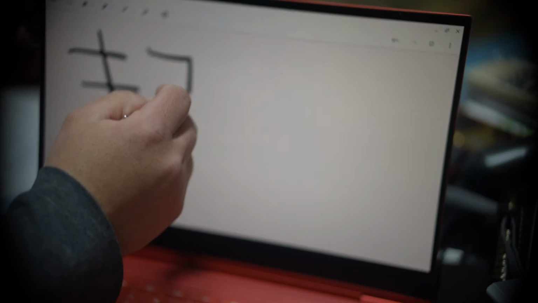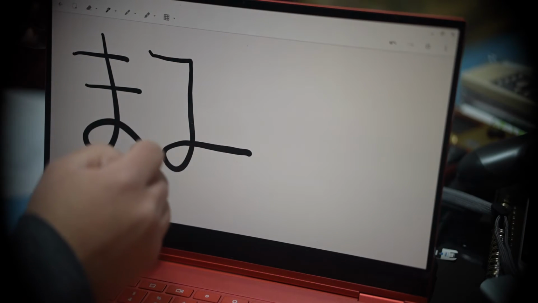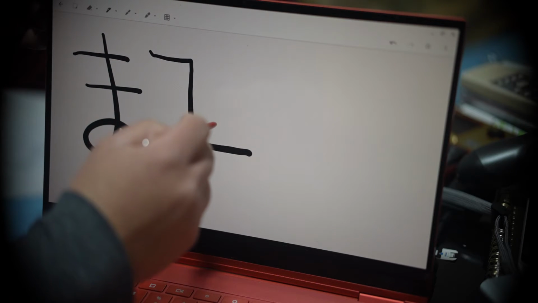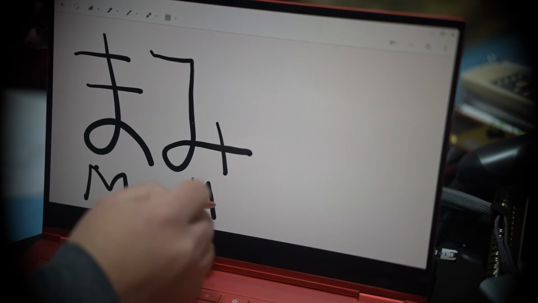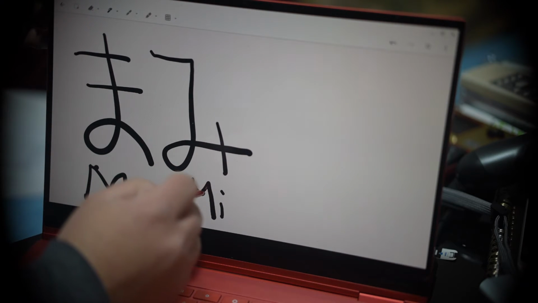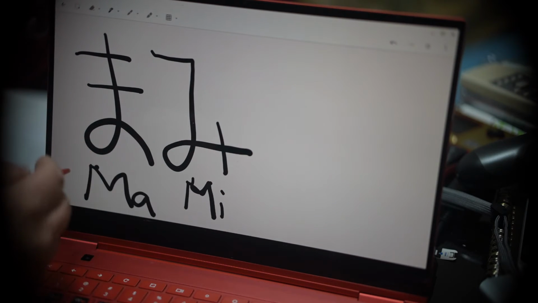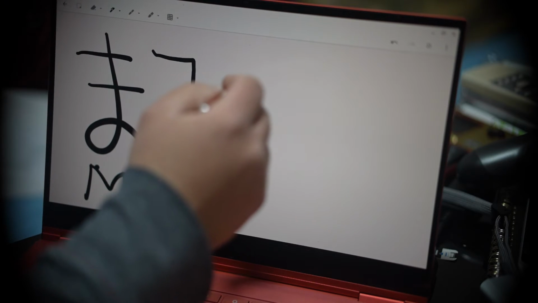Next we have mi. So 1, up, down, cross, down, over, and now whoop, mi. I feel like sometimes my Japanese is better than my alphabet skills. Ma, mi.